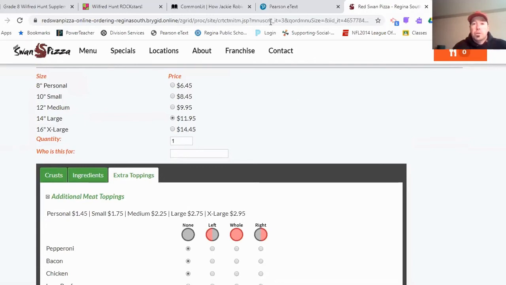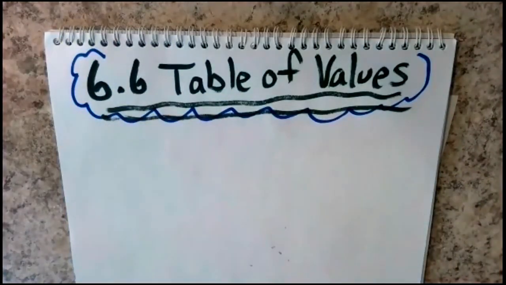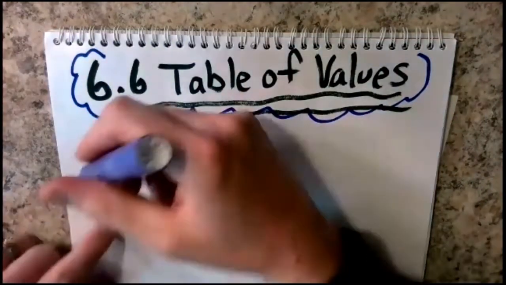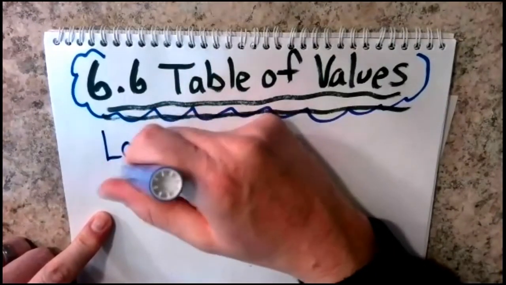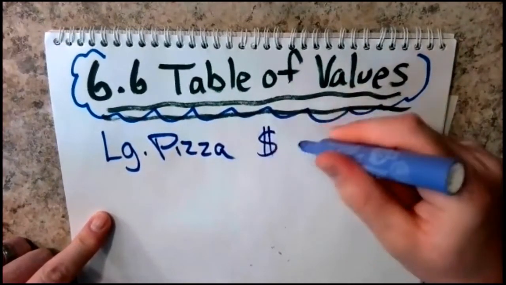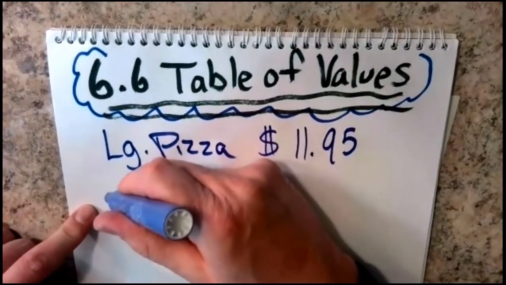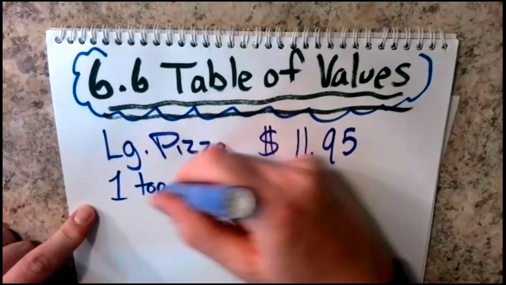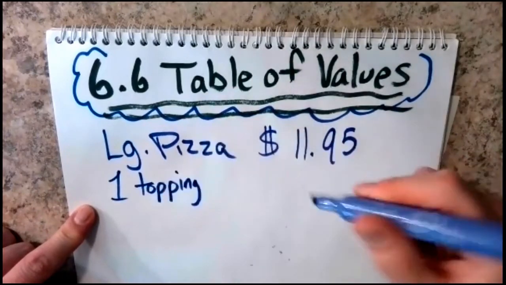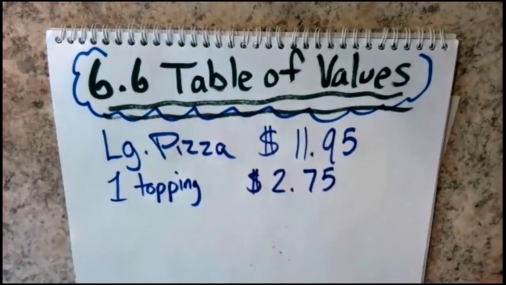Okay, so I'm going to stop sharing my screen here. Now we are going to go to the document camera. Okay, so let's write down some of the things we know. For a large pizza, it is $11.95, and for one topping, it is $2.75.